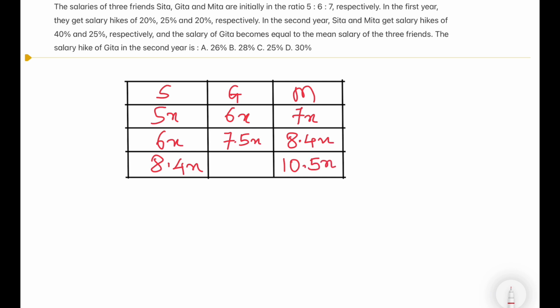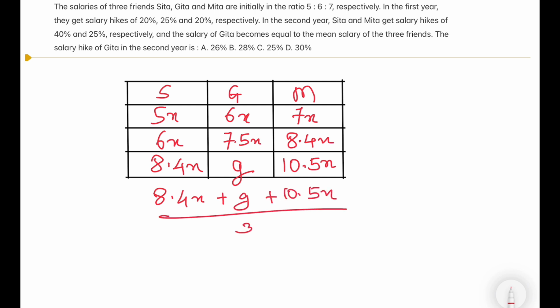Now as per the question, Geeta's salary is equal to the mean salary of the three friends. So let Geeta's salary be G. The mean salary of all these three friends would be (8.4x plus G plus 10.5x) divided by 3, and this mean is Geeta's salary again. So from here we can calculate Geeta's salary.